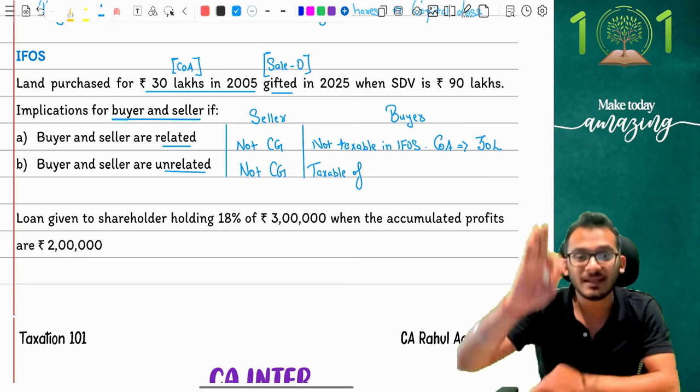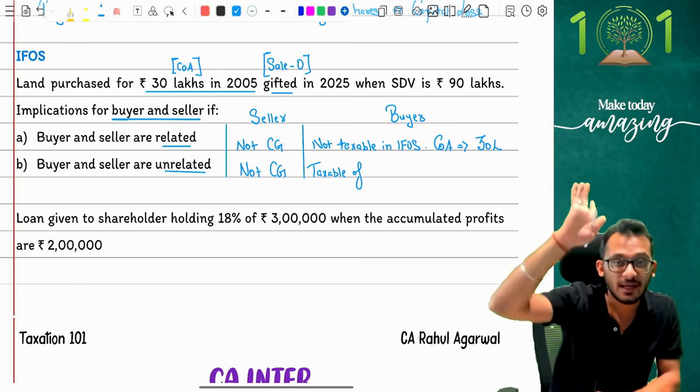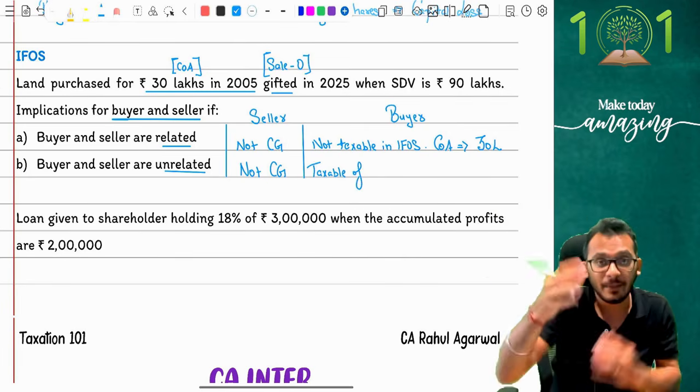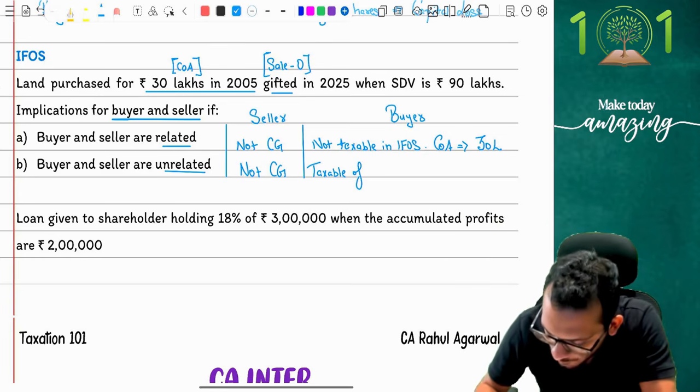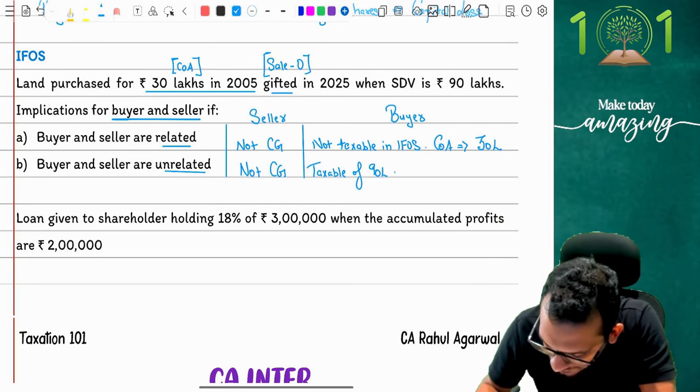Of how much is the IFOS gift is the question. People, how much should I have paid? 90 lakhs. How much did I pay? Nothing. When I've paid nothing, I'm going to say taxable of rupees 90 lakhs in IFOS.